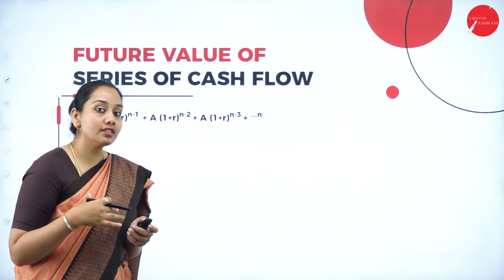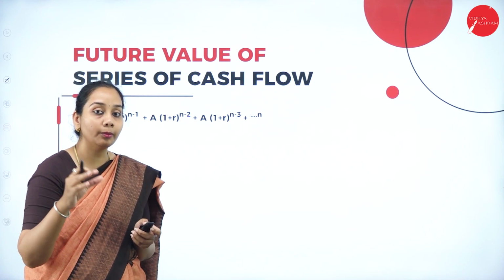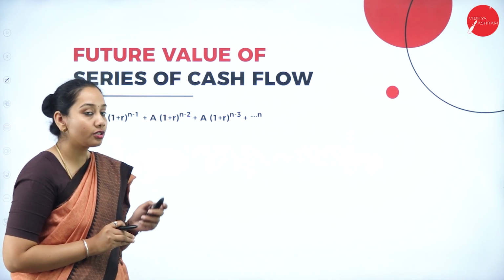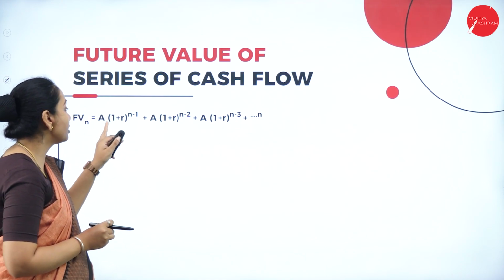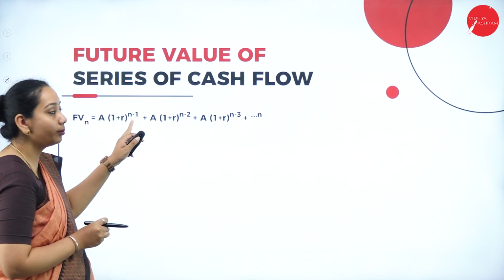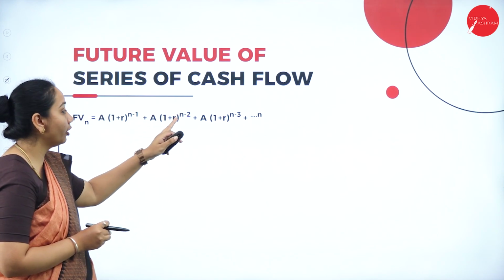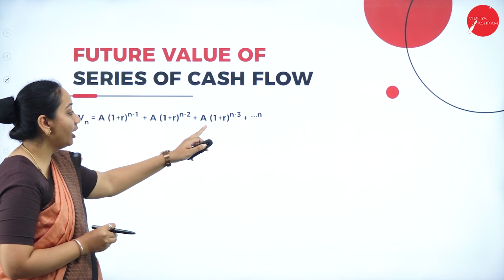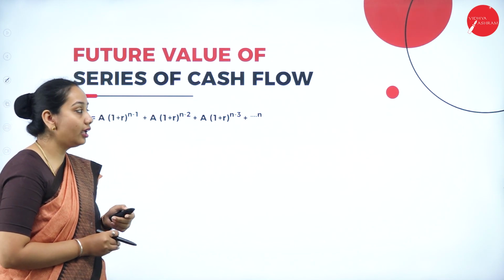Series of cash flow, in a sense, means that for every year the person is going to deposit some lump sum amount into the investment option. So that is called series of cash flow. The formula: future value is equal to A into (1 plus r) to the power of n minus 1, plus A into (1 plus r) to the power of n minus 2, plus A into (1 plus r) to the power of n minus 3, and so on for the total n years.